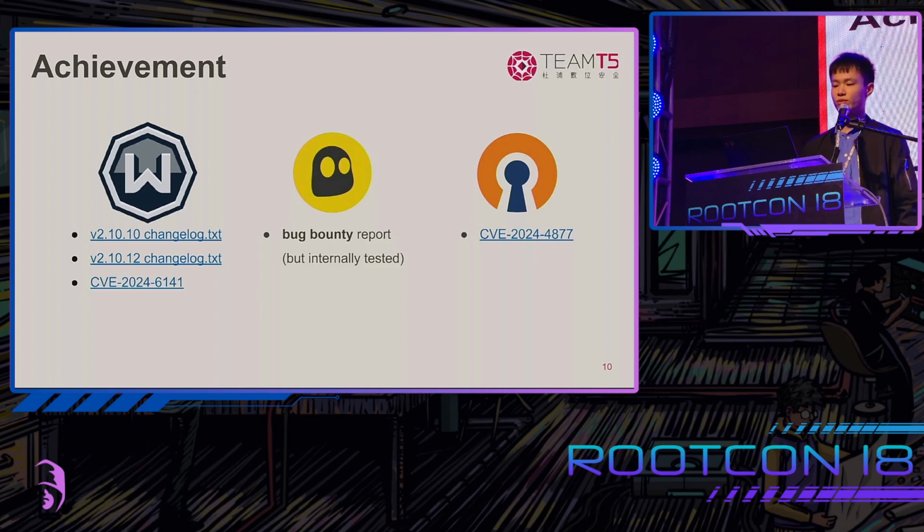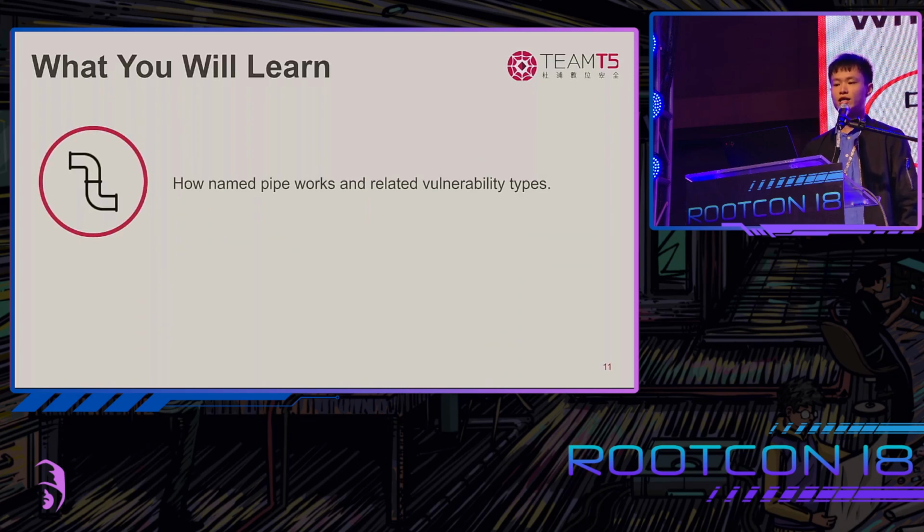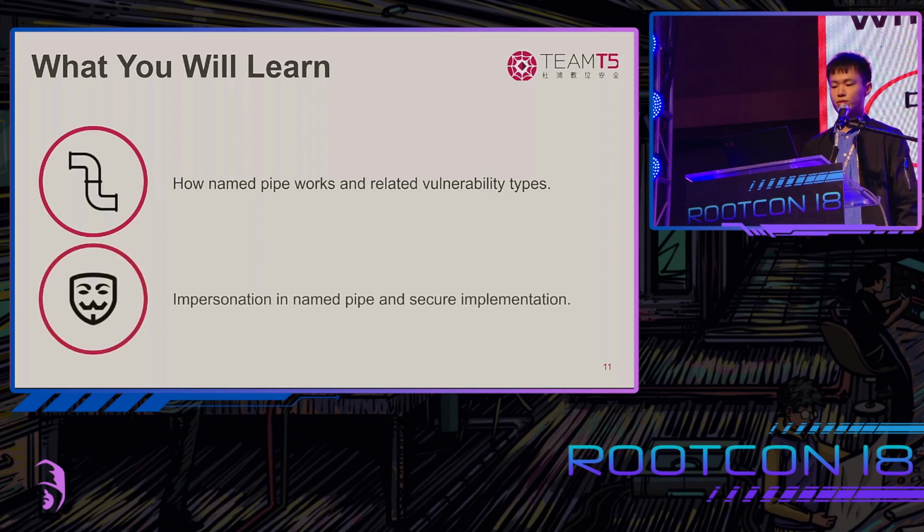In summary, this research uncovered named pipe vulnerabilities in 3 VPN vendors. Both Windscribe and OpenVPN were assigned CVEs. Unfortunately, CyberGhost considered it internally tested. In this session, I expect you will learn how named pipes work. I will also introduce a unique feature of named pipes called impersonation. I'll explain how it's typically used by software and how attackers can exploit it, and the implementation for using impersonation securely.